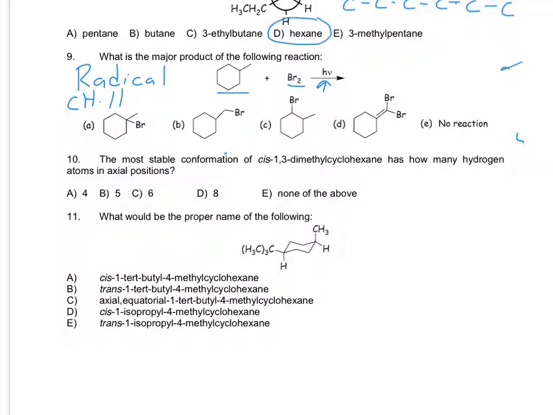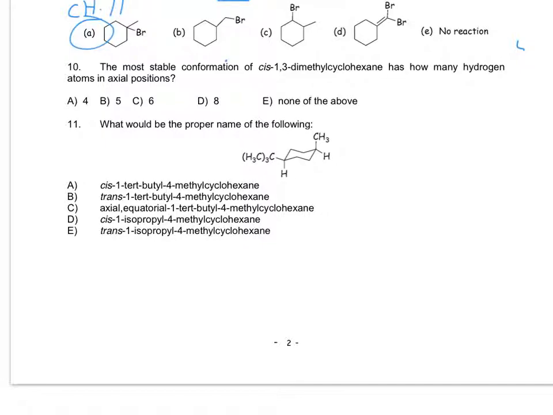in your Klein textbook. But essentially, what happens in a radical reaction is that we're going to put a bromine on the most substituted carbon. So the bromine will be added to this carbon right here. And so A would be the best choice here.